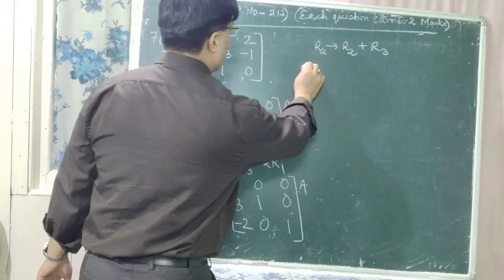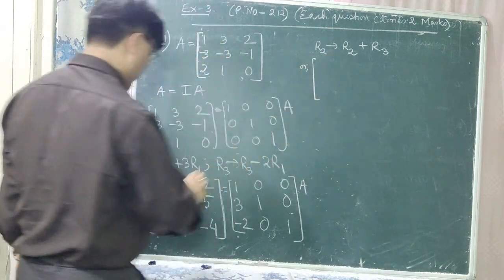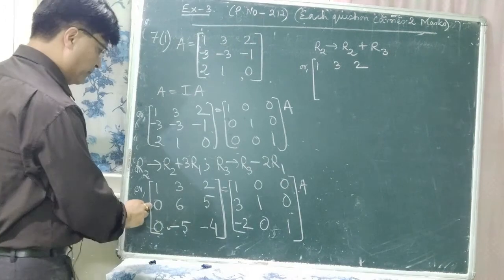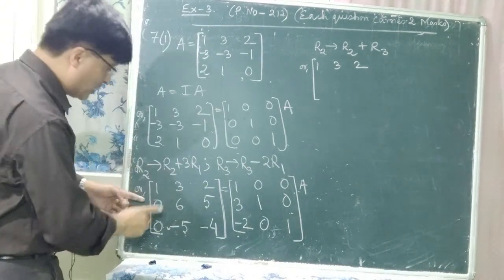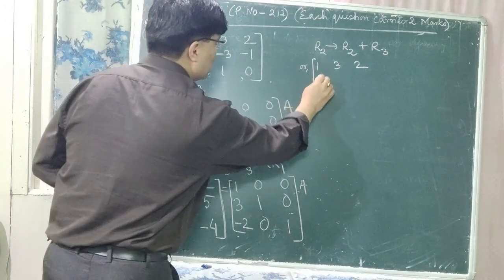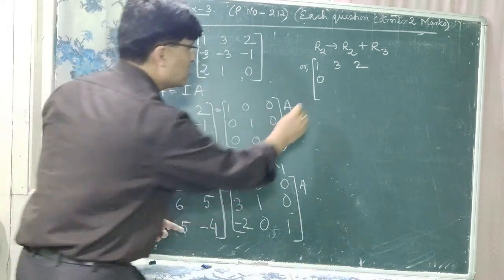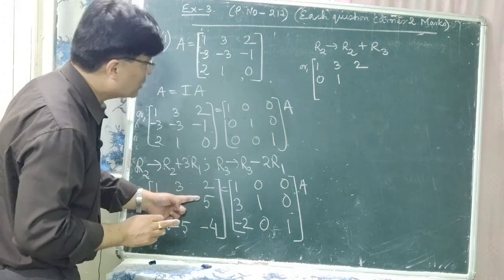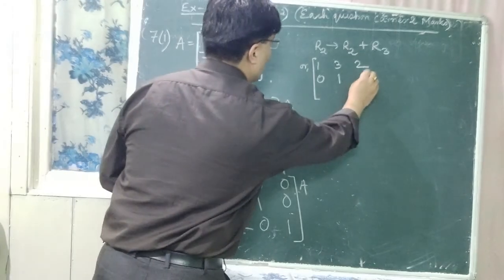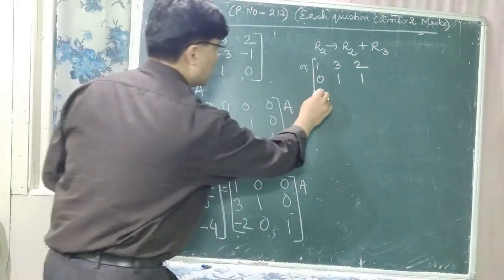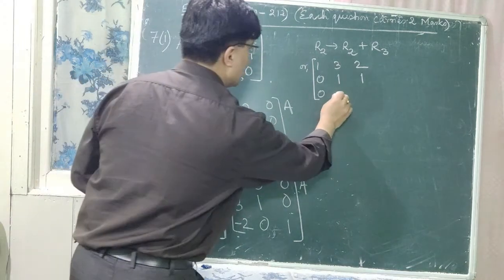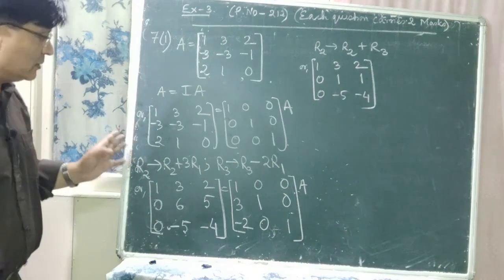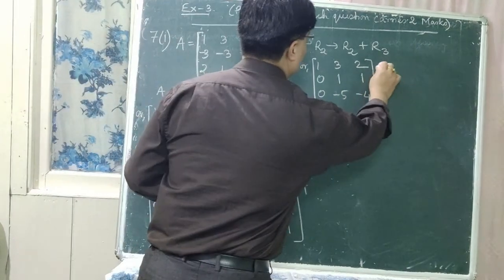Now only row 2 is changing. First row remains same, 1 3 2. Second row is changing. How does it change? R2 plus R3 is 0 plus 0 is 0. Then 6 minus 5 is 1. We have made it 1. Then R2 plus R3, 5 minus 4 is also 1. Row 3 remains same, 0 minus 5 minus 4. Right? Is that clear?